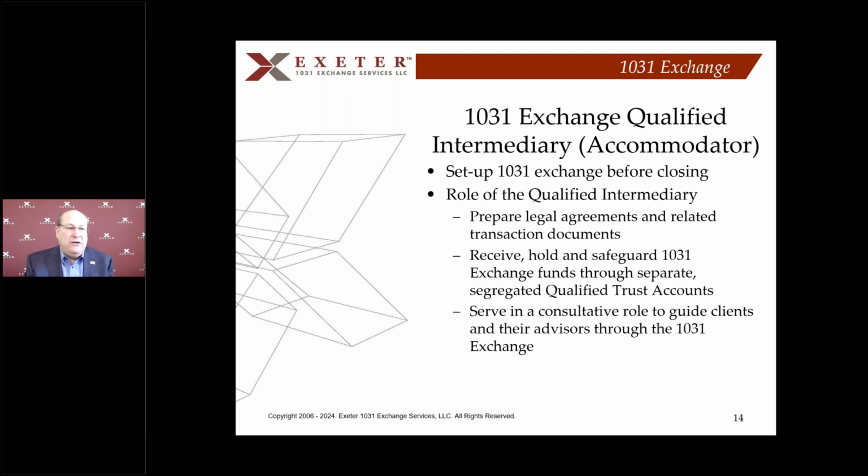Okay, mechanical steps. Number one, once you've hired your qualified intermediary, it's very important that the 1031 exchange be set up and in place before closing.